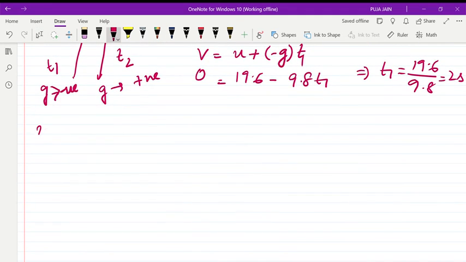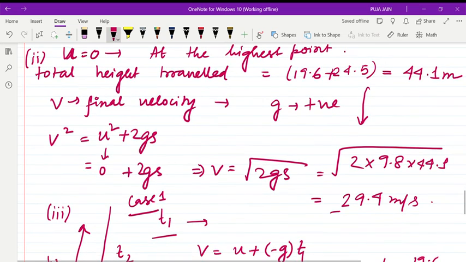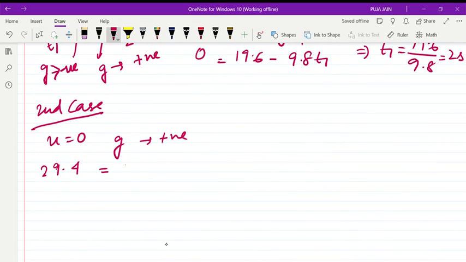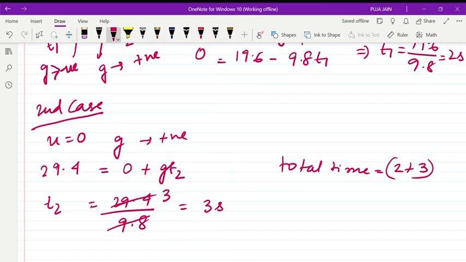Okay, now in the second case my u is 0 and g is positive. So v is 29.4, which we have calculated in my second part. See, this is 29.4. So 29.4, u is 0 plus g t2. So t2 is equals to 29.4 by 9.8. If we calculate, you will get 3 seconds. So total time is equals to 2 seconds plus 3 seconds. So this is equals to 5 seconds. Okay, so this is our total time.